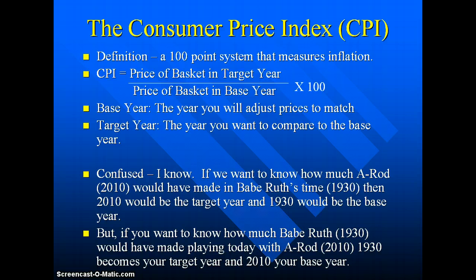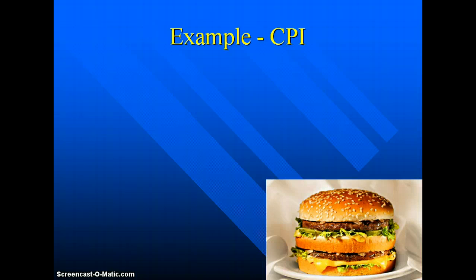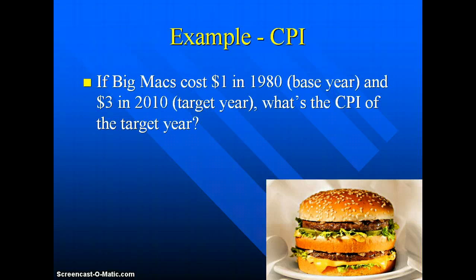CPI is really easy. You take the price of a basket in your target year, divide it by the price of the basket in the base year, and then multiply times 100. Pretty straightforward. Okay? So, for example, let's take a look at Big Macs. If a Big Mac cost $1 in 1980, the base year, we're going to call it in this case, and $3 in 2010, our target year, what would be the CPI of the target year?